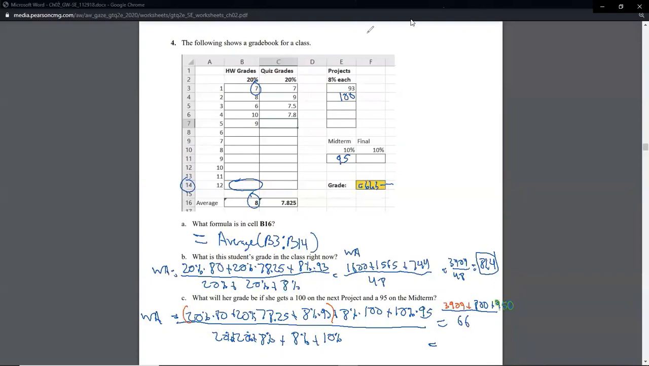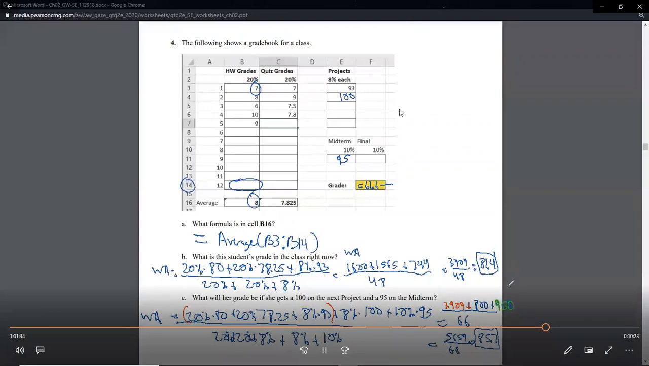There, that looks a little better. Okay, so when we add, I dropped my calculator, 3909 plus the 800 plus the 950, we should get 5659 divided by the 66, and we'll get an 85.7, which again, your teacher might round up to an 86. They might just call it an 85. In this instance, it wouldn't affect you since it's a B either way.